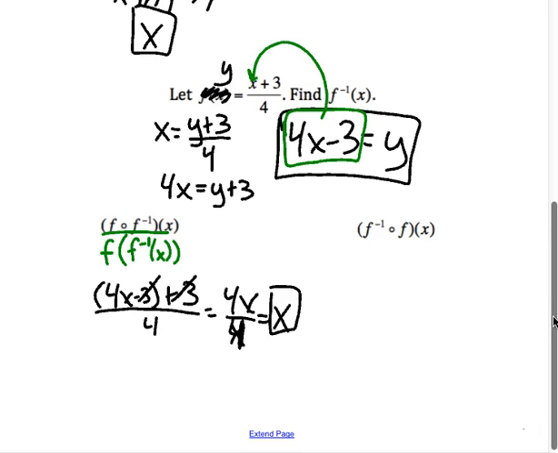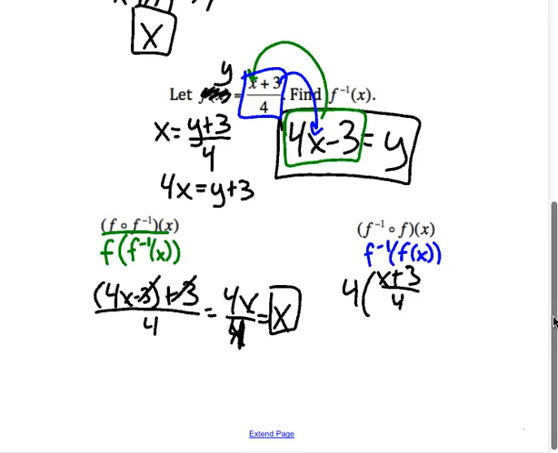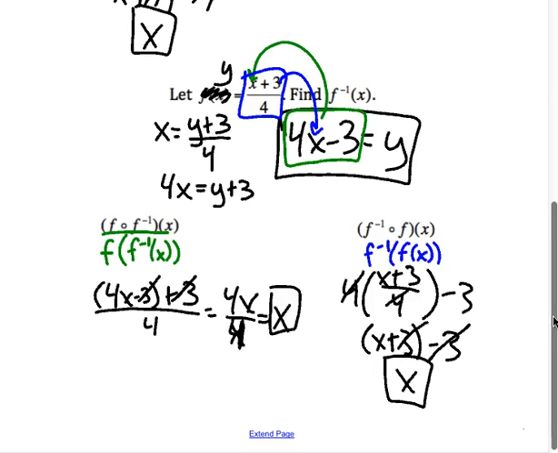Let's do it the other direction. So let's put the original function into the inverse. So I'm going to put this into the inverse. So I get 4, and then that x plus 3 over 4 minus 3. Well, here the 4's cancel. So I get x plus 3 minus 3. Those cancel, and once again I'm left with x.